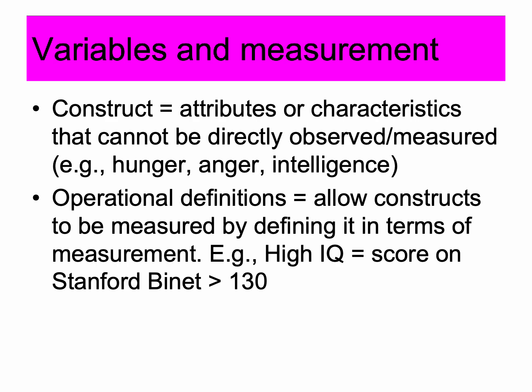So we can say high IQ. Like, we want to test whether individuals with a high IQ perform better on certain tasks. Well, we need to define what we mean by high IQ. So an operational definition of that might be a score on the Stanford-Binet that's greater than 130. That's what we mean in this study when we say high IQ.